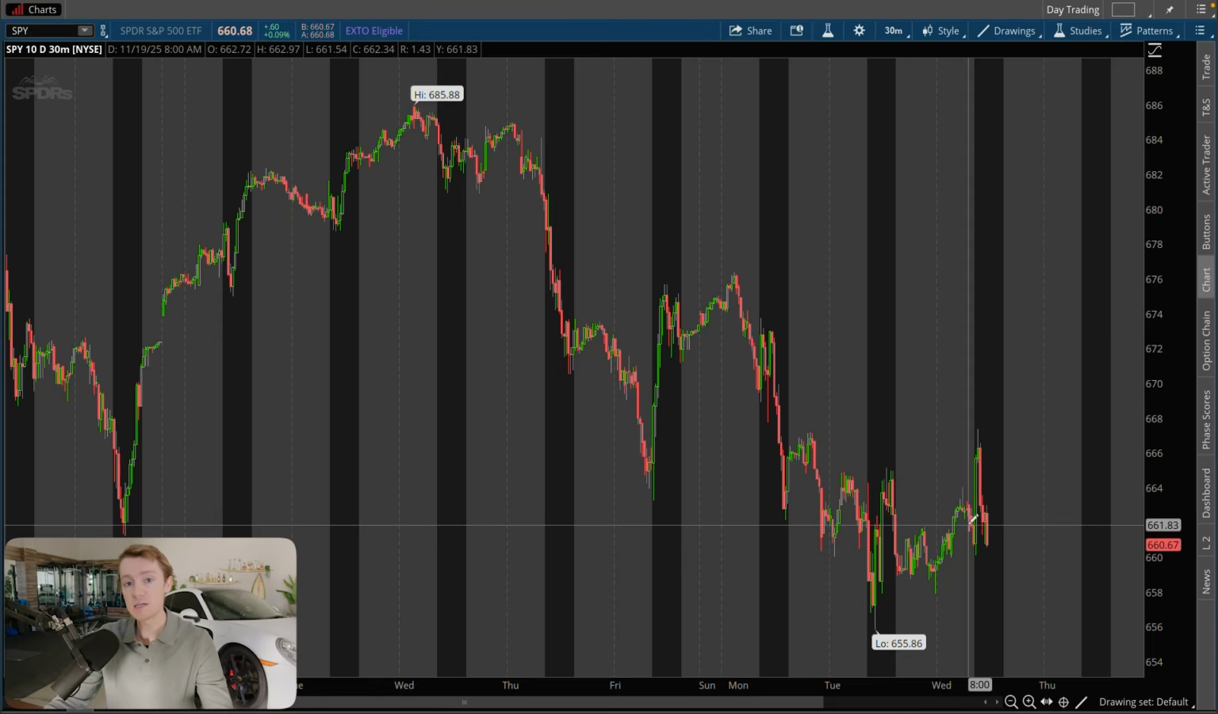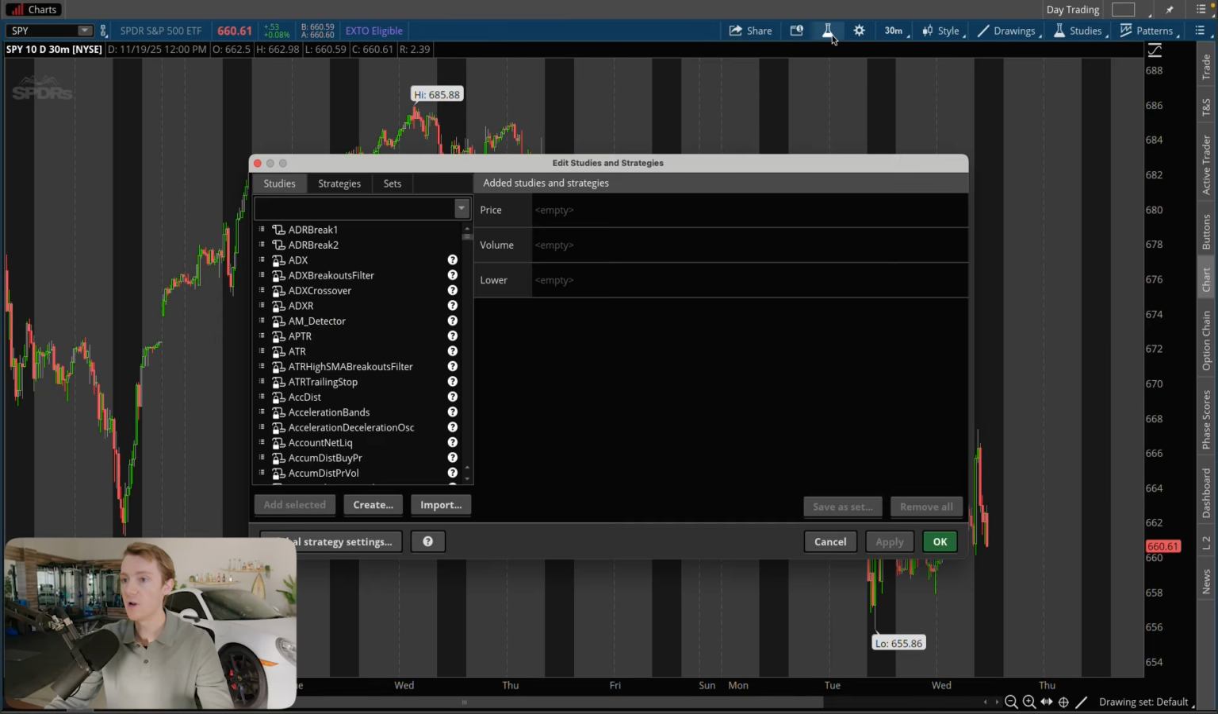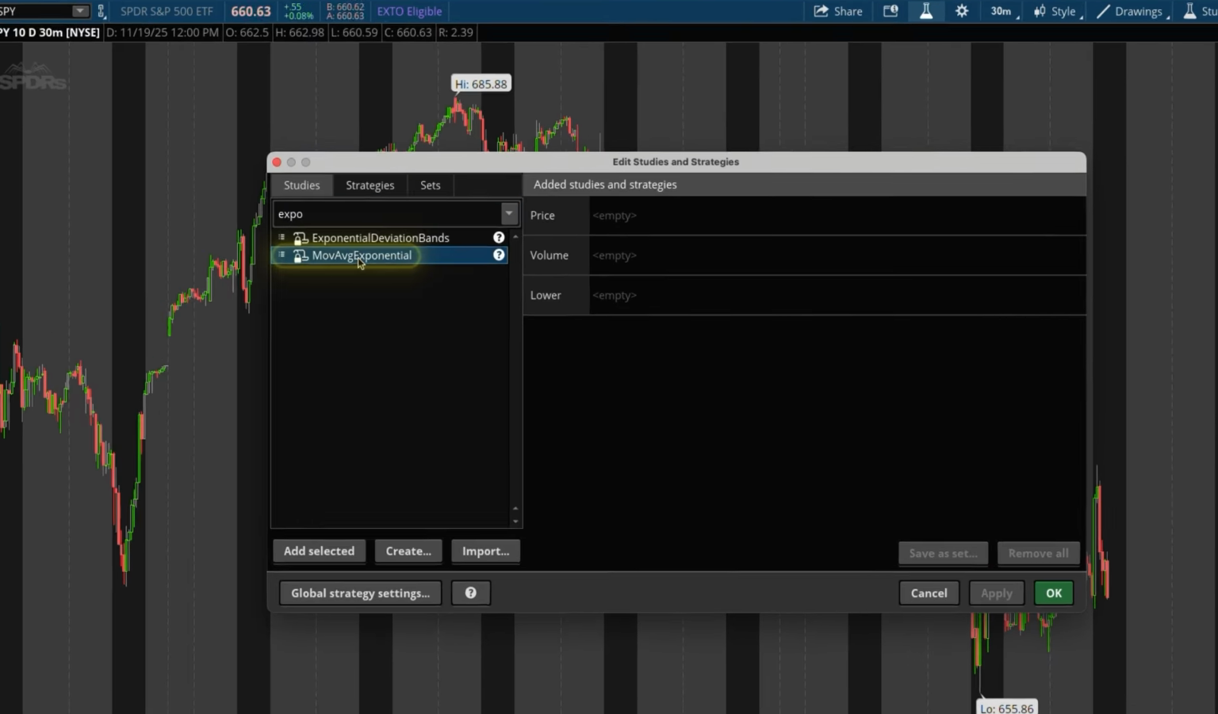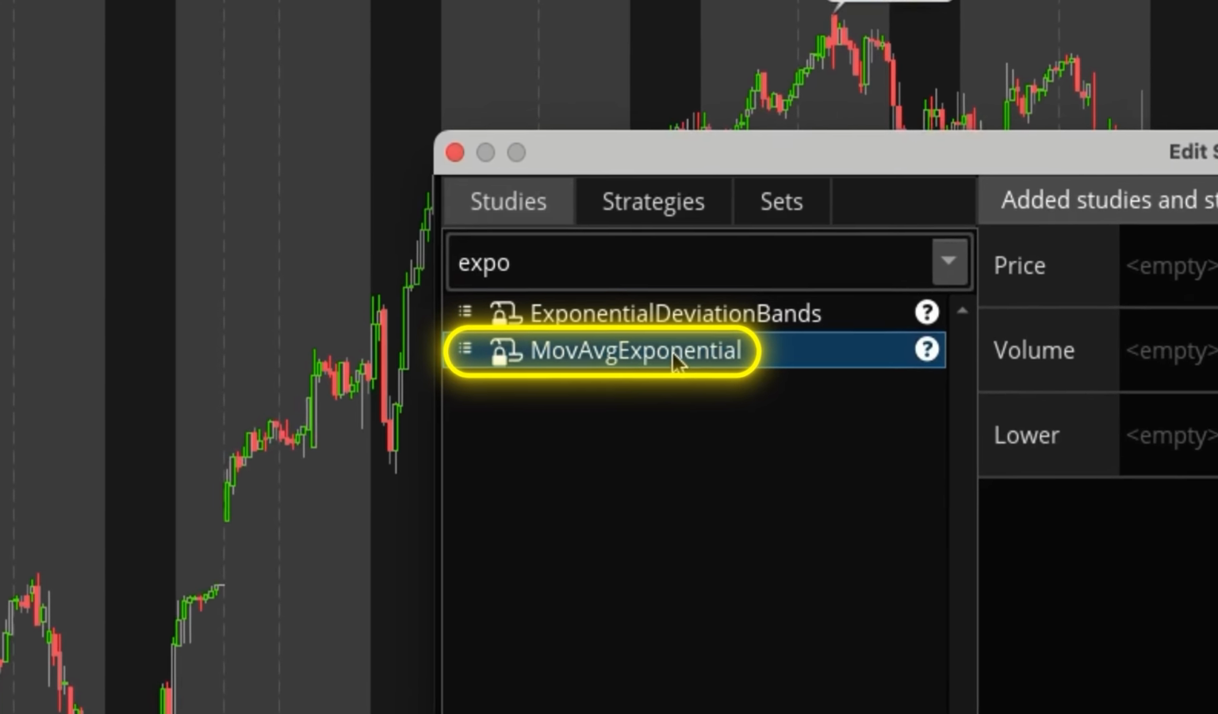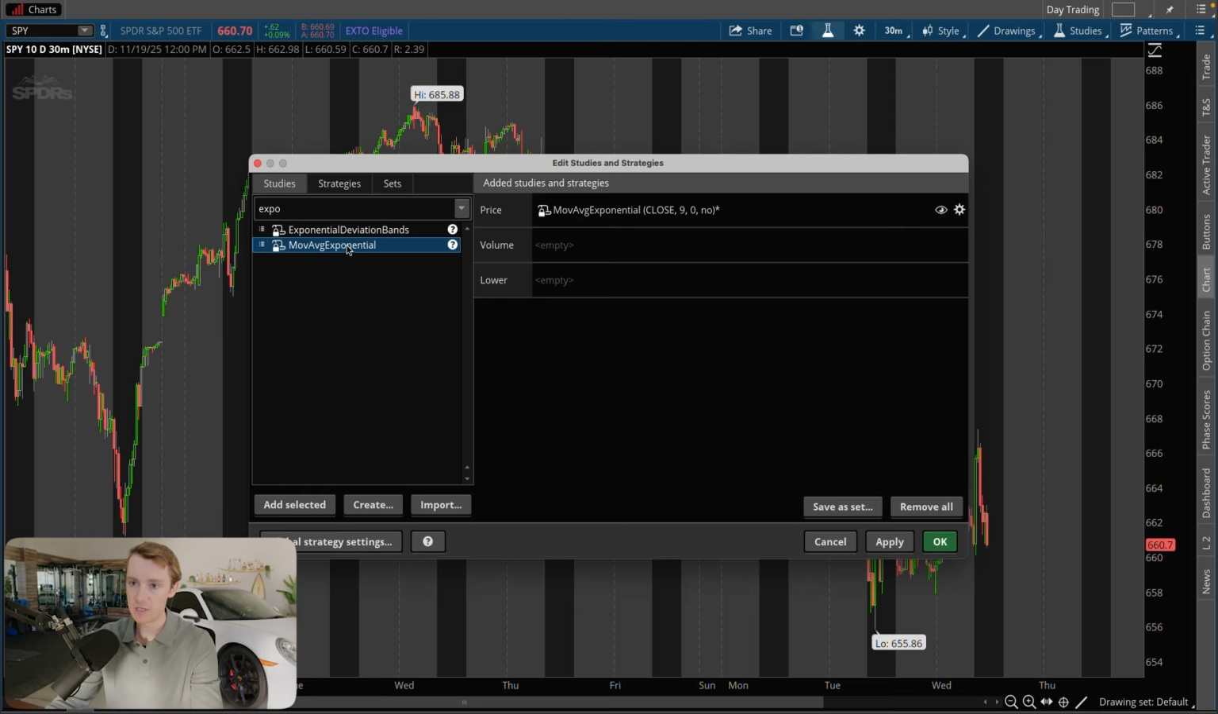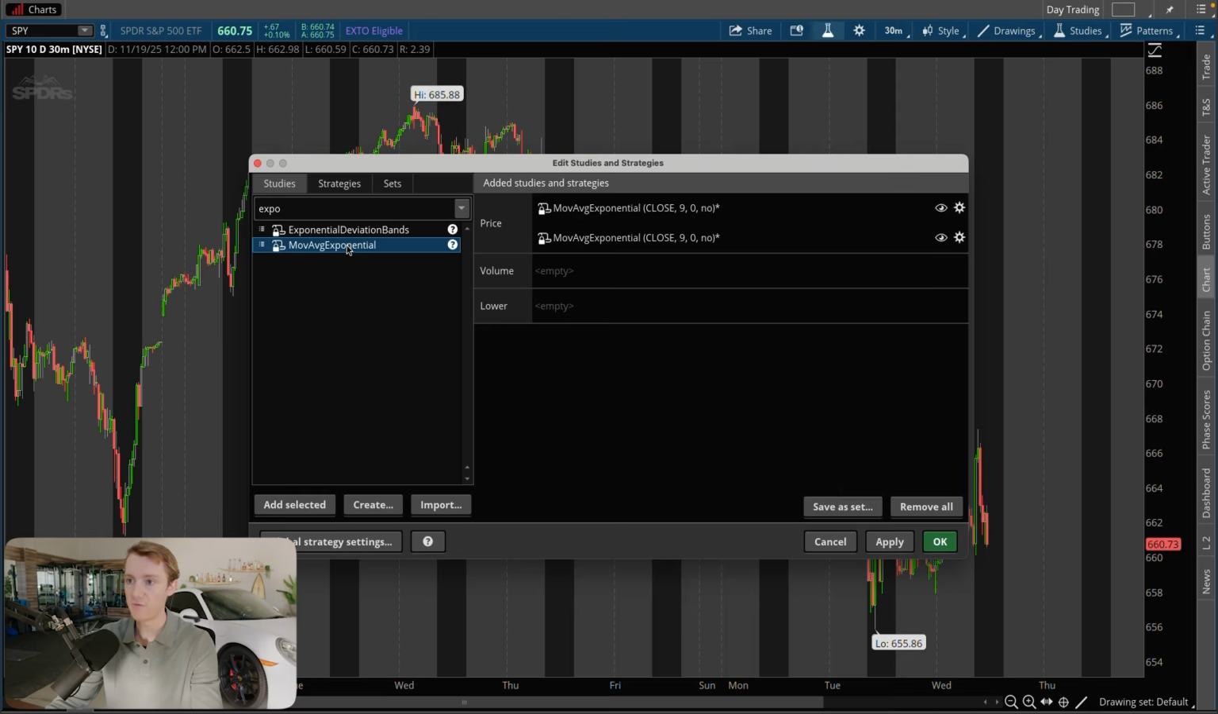Next, you're going to open up the exponential moving average and add that to your chart. On my broker, I'm going to type in exponential, and I'm going to pull up moving average exponential. You can do this on any broker or charting platform. So we're going to pull up two exponential moving averages, or EMAs. These are going to be our two types of moving averages.